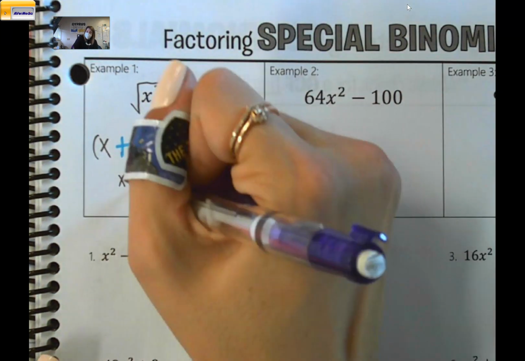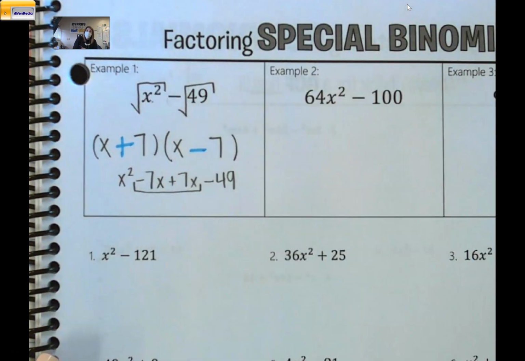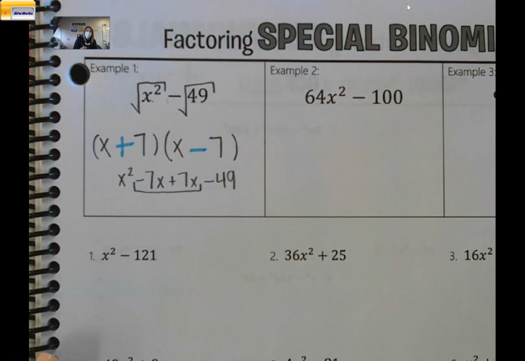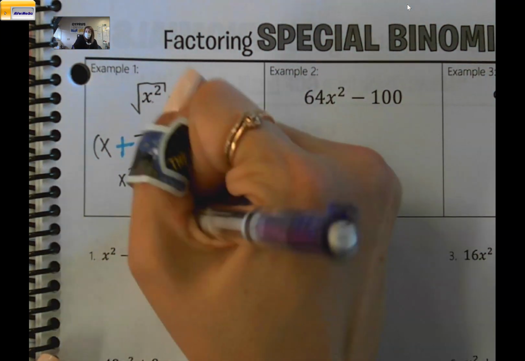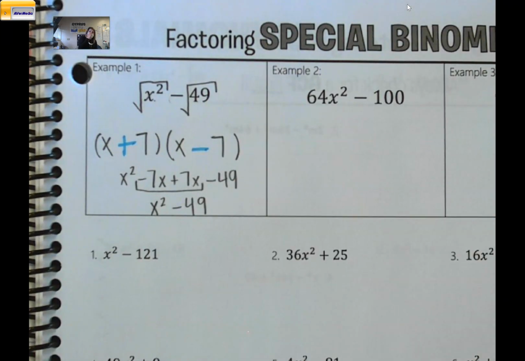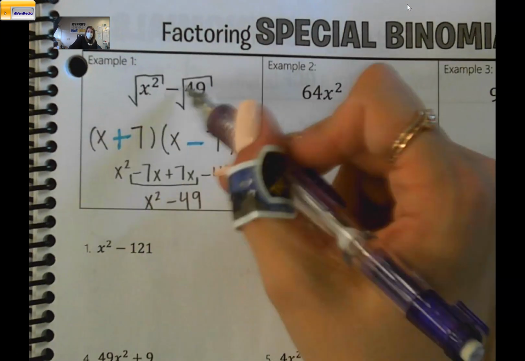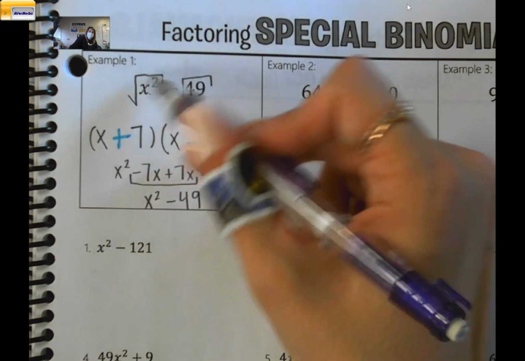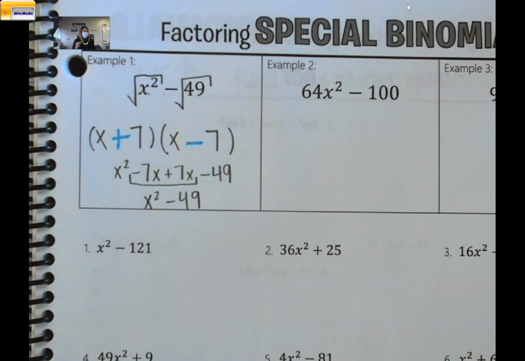These two middle terms would cancel out because a plus 7 and a minus 7 go to 0. And you would be left with x squared minus 49. So if you double distributed out those two binomials, you would end up getting this special one. So far, so good? Yeah?